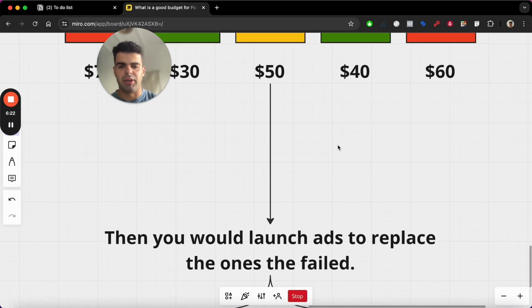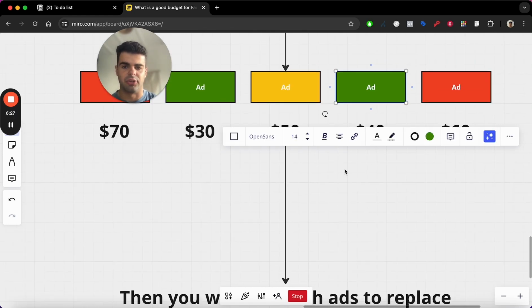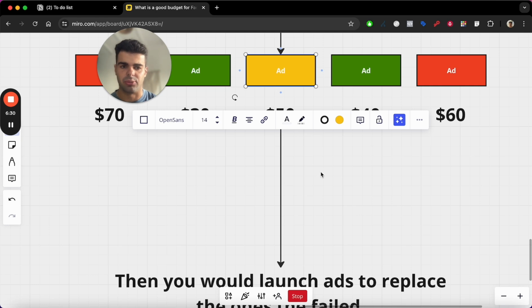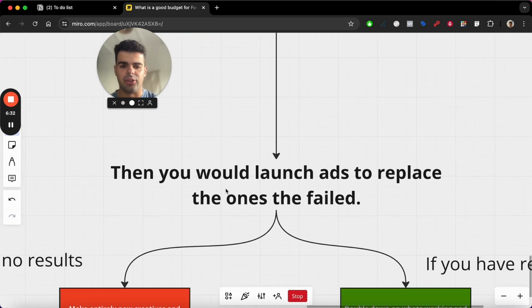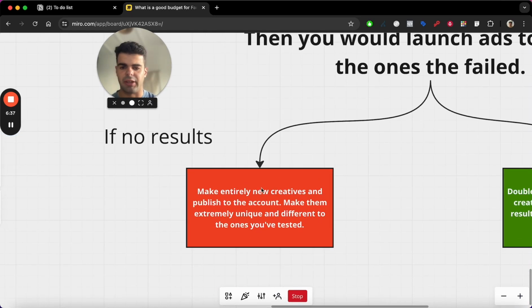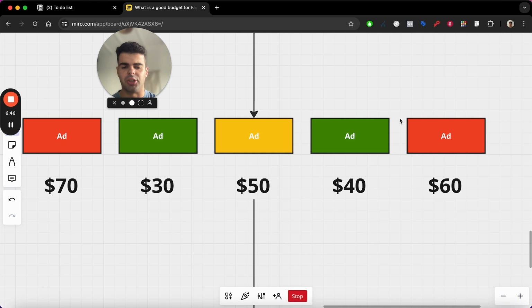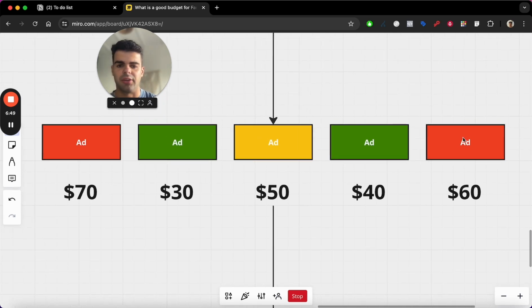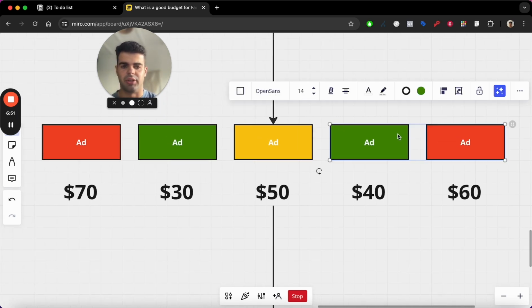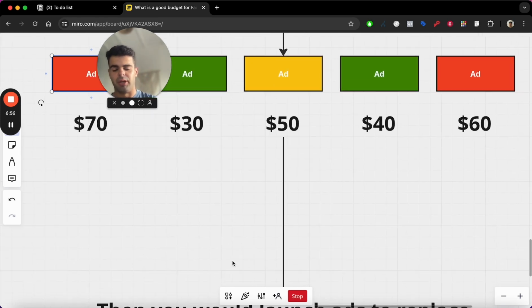Basically what you would do is, assuming that you haven't got any results yet and you still have these 2 ads turned on, and say you have turned this one off as well, and obviously these ones are off, then you would do these steps. Like I said, if you have no results, you would make entirely new creatives and publish them to the account. Make them extremely unique and different to the ones you've tested. So you would have these 2 still on, and you would probably launch at least another 2 or 3 ads that are completely different to this, and this. It'd be a completely different angle, completely different format maybe.